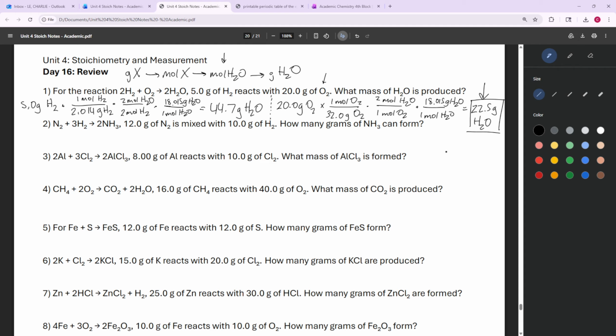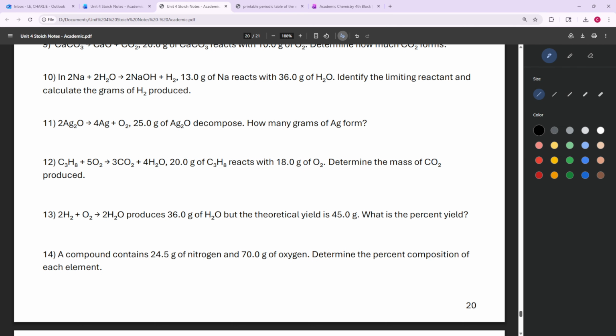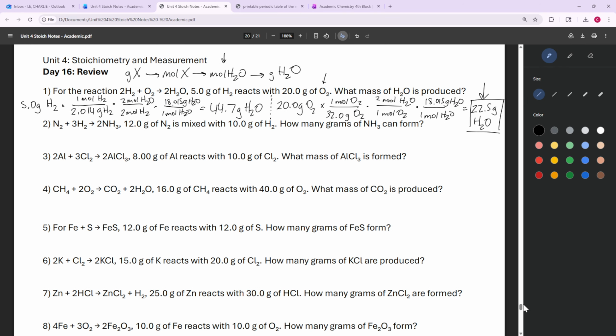So a lot of these problems are going to follow similar formats, right? Being able to calculate how much product you're going to get, and then figuring out percent yield, percent composition from there. Okay. So for number 2, 12 grams of nitrogen, 10 grams of hydrogen, so we have to figure out how many grams of NH3 can form.